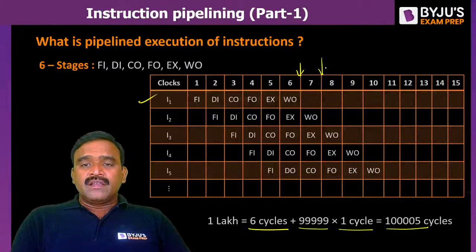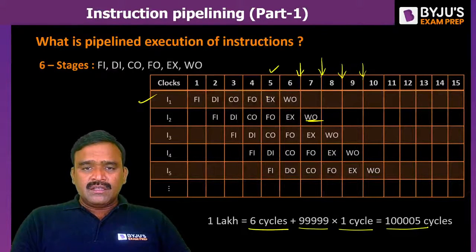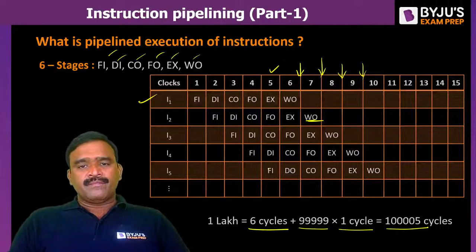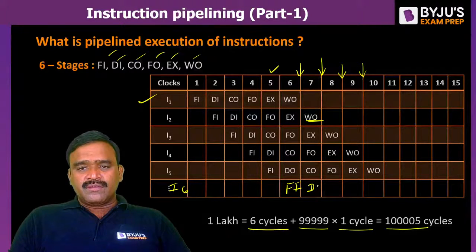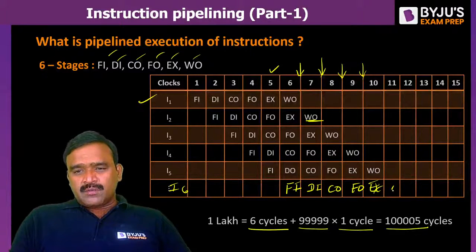The second is done in the 7th, the third in the 8th, the fourth in the 9th, like that they are finished. So from the 6th cycle onwards, all the 6 stages are overlapped. Fetch instruction, decoding of instruction, calculation of operand address, fetch operand, execution of instruction, write operand, like this.